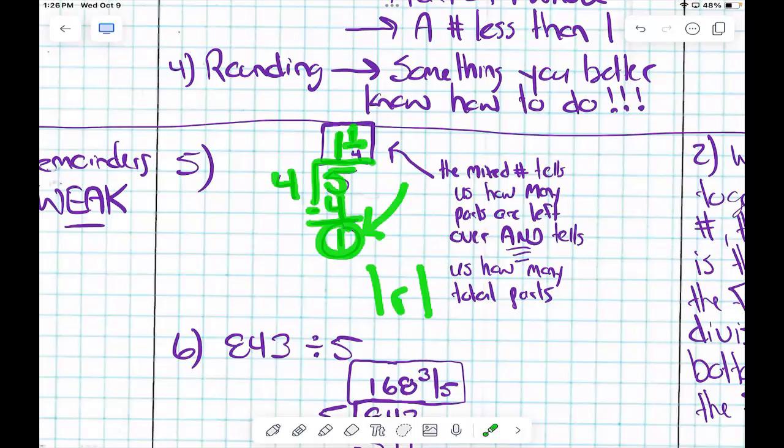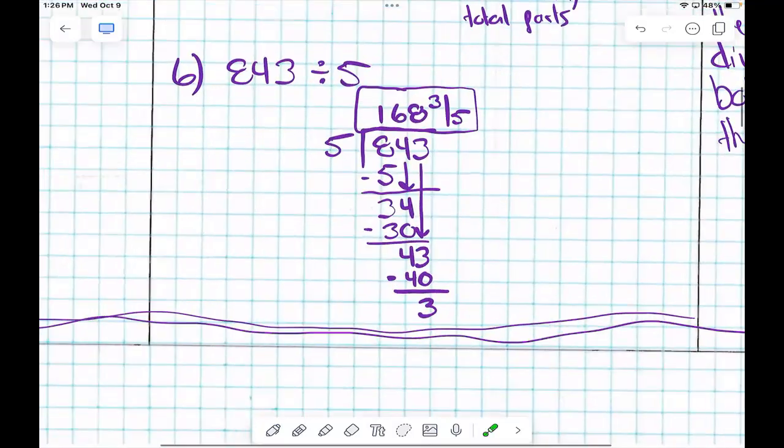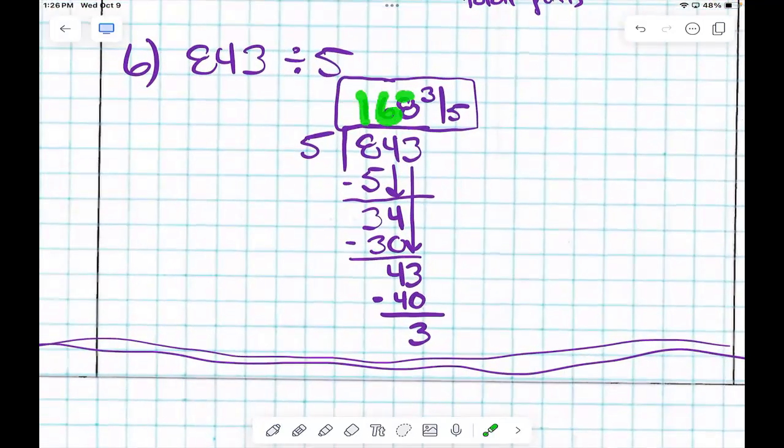What is the bottom number of our fraction? 4. Or we call this the what? The divisor. So when we did number 6, it was a bit of a longer problem. We got 168, right? Yes. What was left over? 3. So 3 becomes the numerator, and the 5, which is our divisor, right? Yes. Becomes the denominator. I mean, that's the big change.